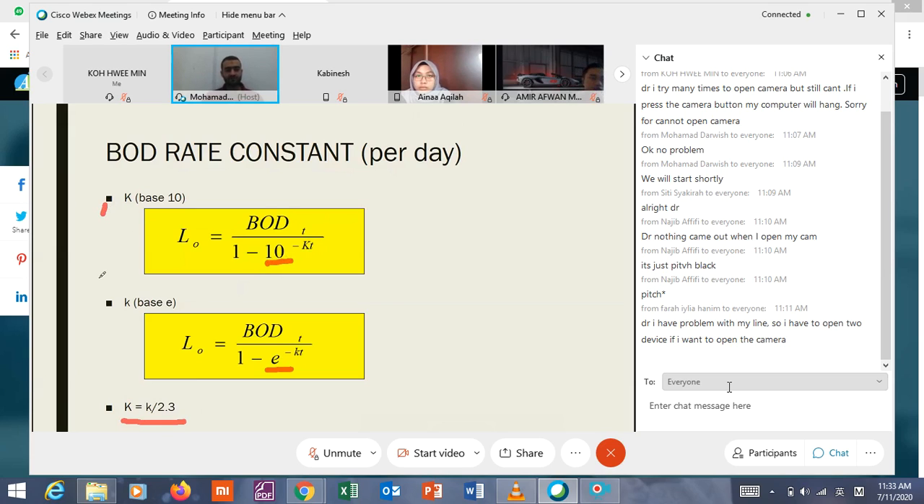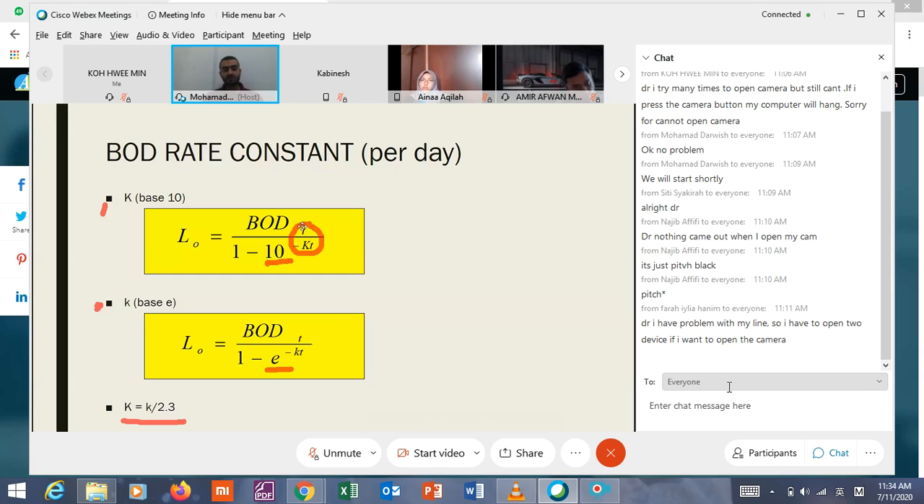So here we have two values, for the base 10 and for the base e. Those two equations relate the L naught and the BOD value. The L naught is the maximum ultimate level that can be reached by the heterotrophic bacteria. BOD is the value after 5 days or after certain days, because here we have T. So it can be at 5 days, can be at 3 days.